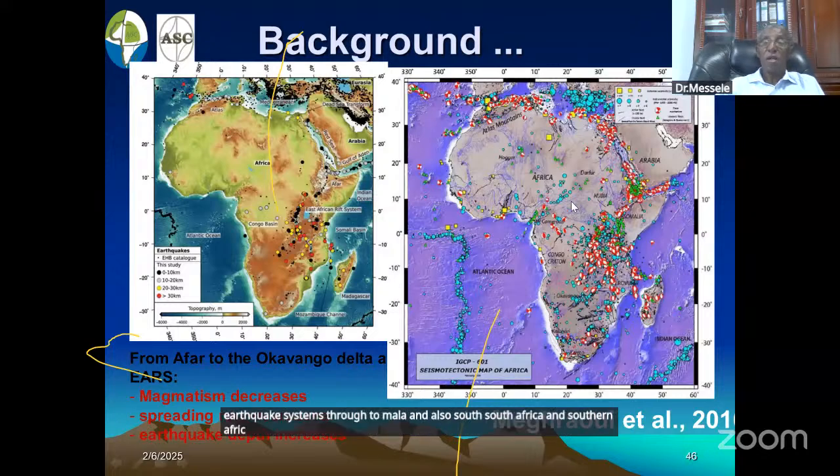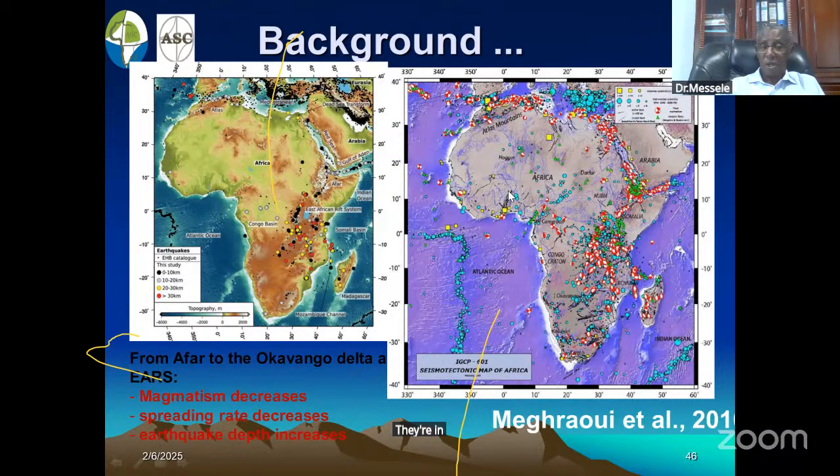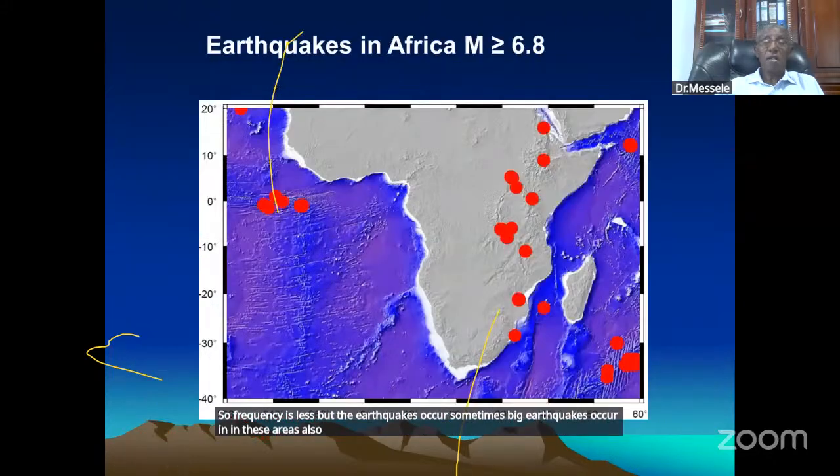The North is it, but do not eliminate. There are earthquakes in Central Africa, as you may see. In West Africa, around Cameroon, Ghana, Nigeria, there are earthquakes. So frequency is less, but the earthquakes occur. Sometimes big earthquakes occur in these areas also. So these are magnitude 6.8 and above earthquakes in the last 50 years.